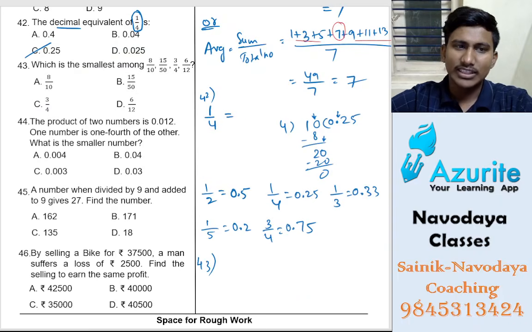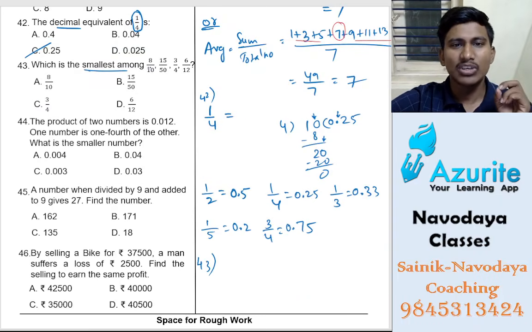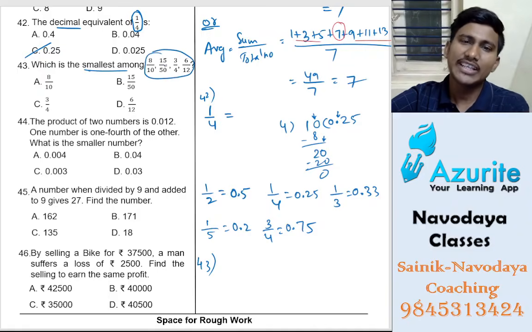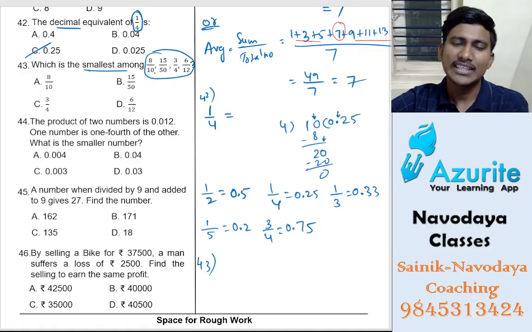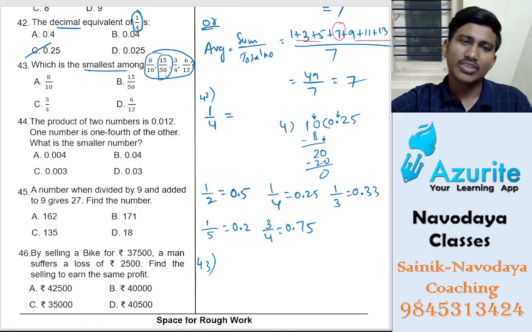Let's do the 43 question. Which is the smallest among these fractions? If you want to find the smallest, we can do it in many ways. Here the smallest is 15 by 50. You go with the options, that will be easy.